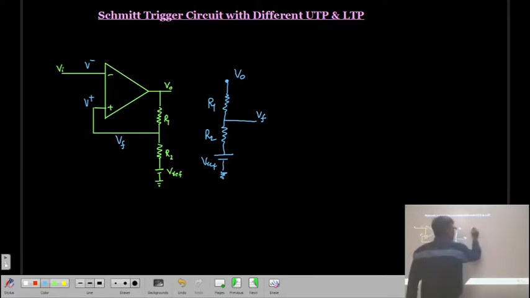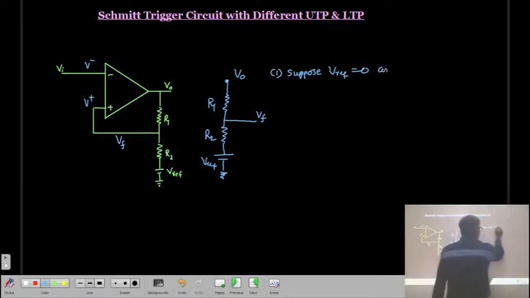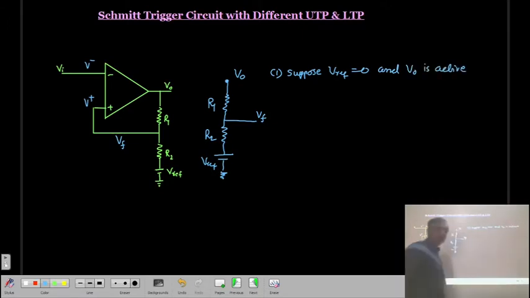First of all, let us say that the V reference is equal to 0 here and the VO is active. So here, I have to connect this point to the ground.